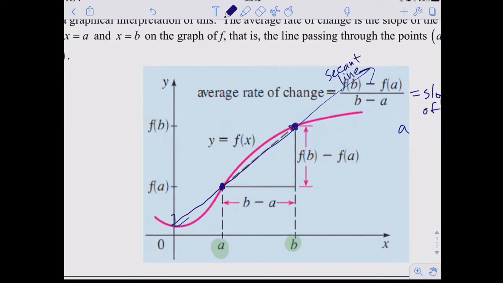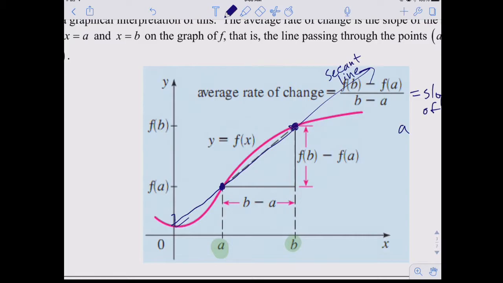So when you're finding the average rate of change of a function that curves, you're still finding the slope of a line using the difference quotient between those 2 points, but it ends up being the slope of the secant line. So those are now mathematical synonyms. Slope of the secant line is the same as the average rate of change.